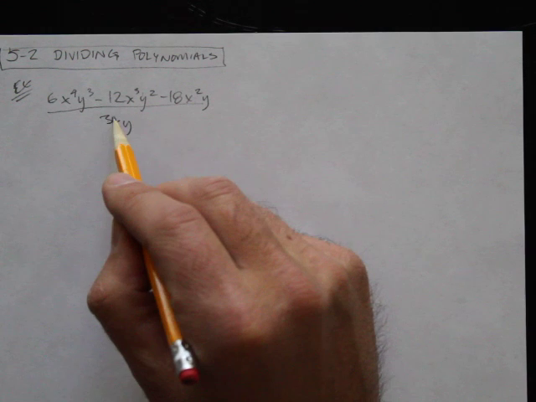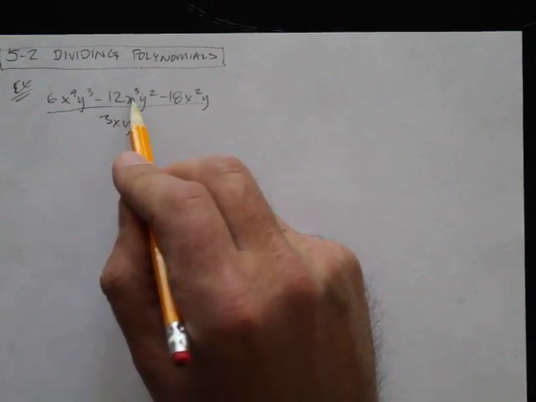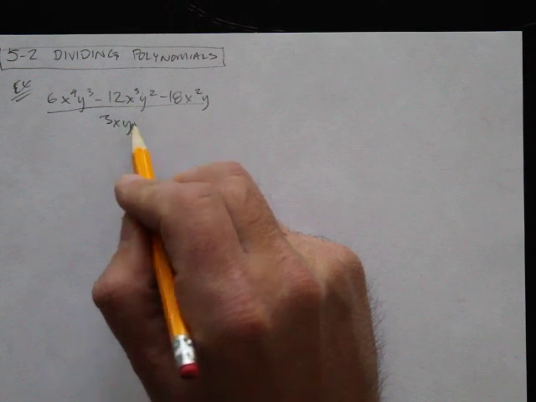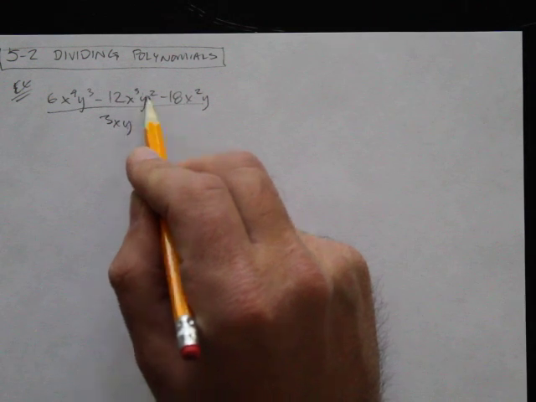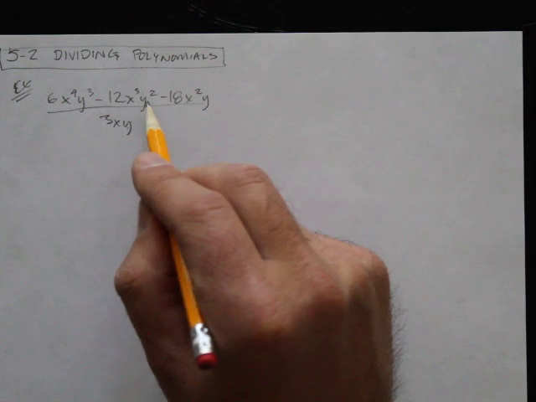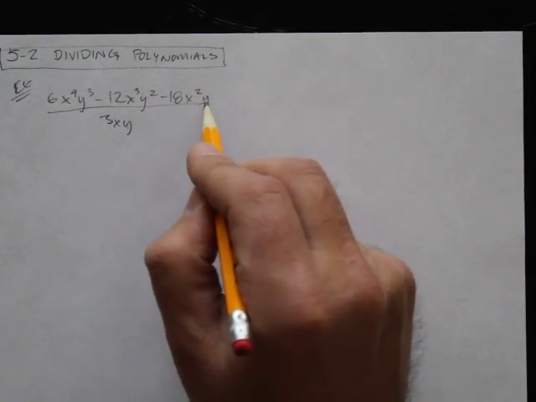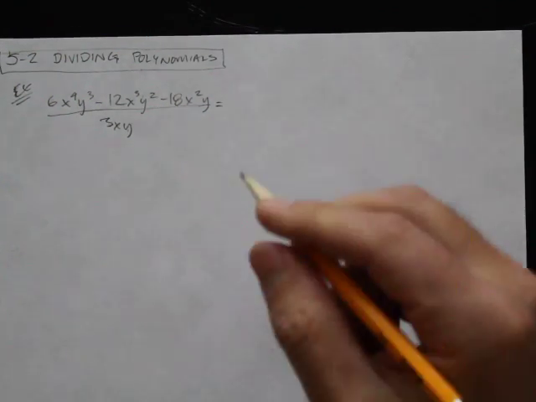Let's look at this term. 3 goes into 12 4 times, x goes into x to the third 3 times, and the same thing with y times y, which is y squared. So all 3 of these are included in both of these terms and in this third term as well. So here's what we do.